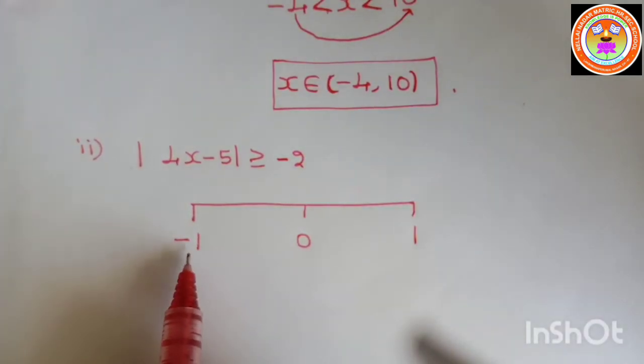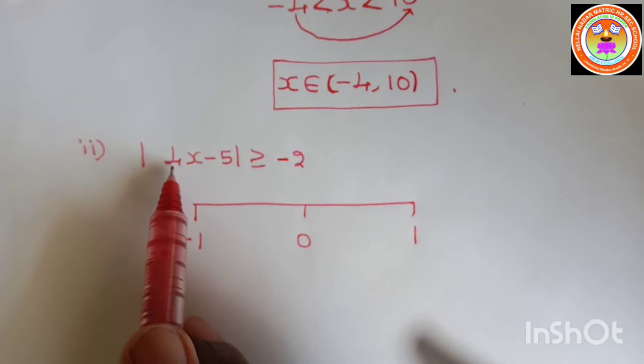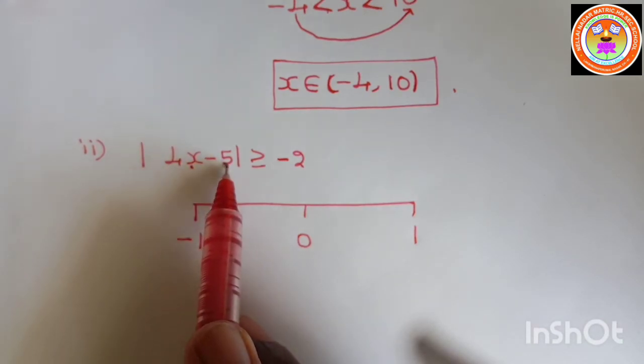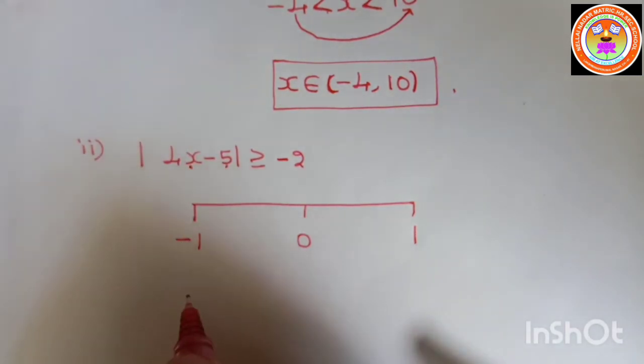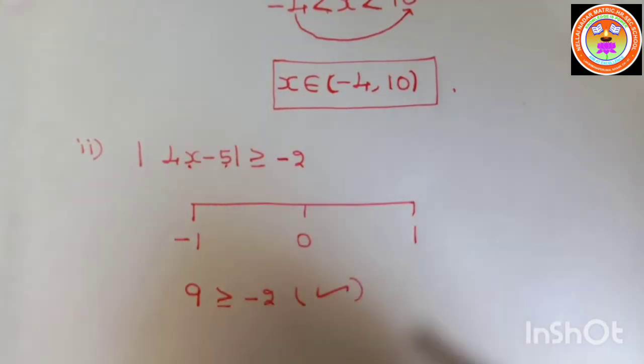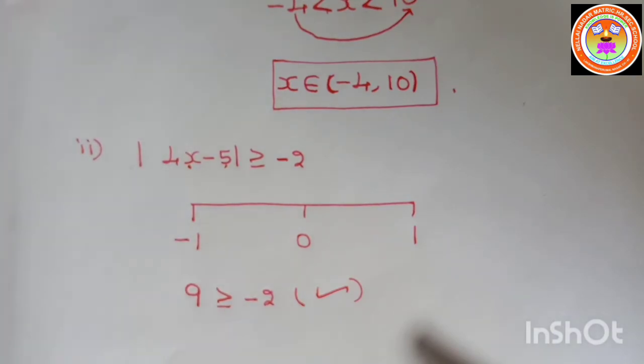First, when x is -1, substituting, 4 into -1 is -4, -4 minus 5 is -9. Modulus of -9 is 9. 9 greater than or equal to -2. The condition is correct because modulus means a value cannot be negative.